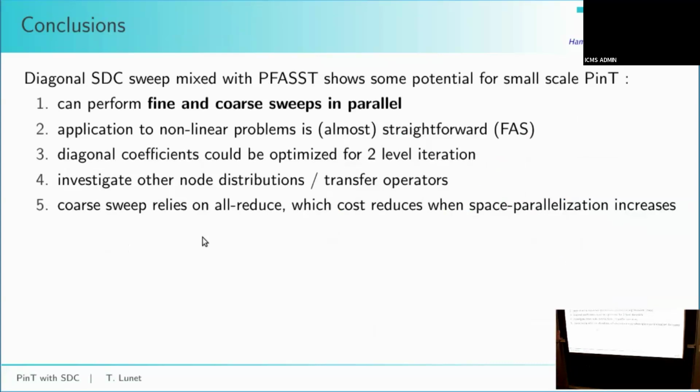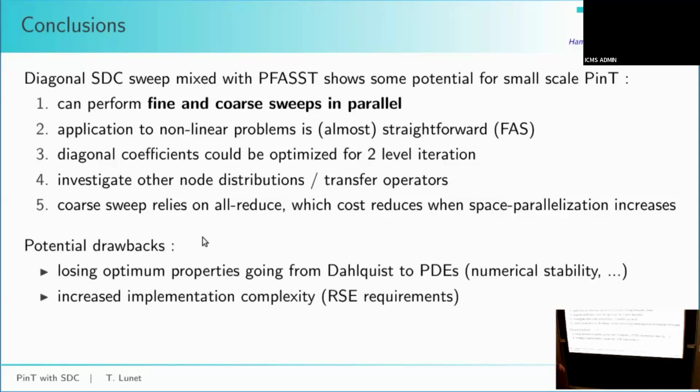So this can be applied to nonlinear problems. The only thing I have to check is the whole fast correction that has to be written down, but I guess it's more like pen and paper work. And you can optimize the coefficients as you want. What you would have is more communication, but if you combine this with space parallelization, then at some point, when you increase the space parallelization, the communication you will have in time will become smaller and smaller. So it's not that bad. And because you're only considering small scale parallelism, you shouldn't pay that much for it.